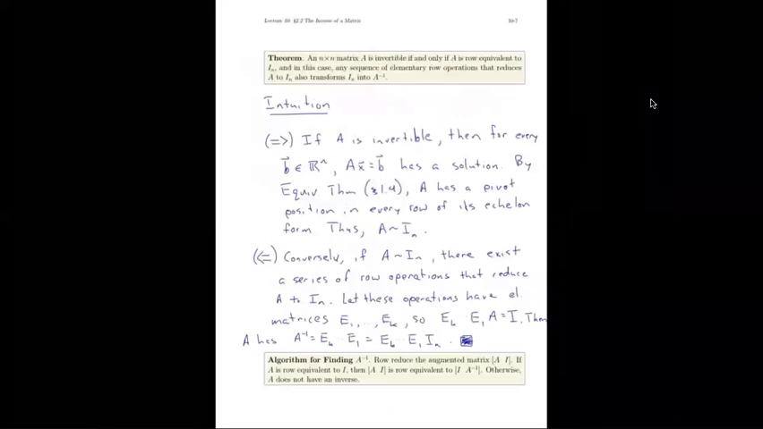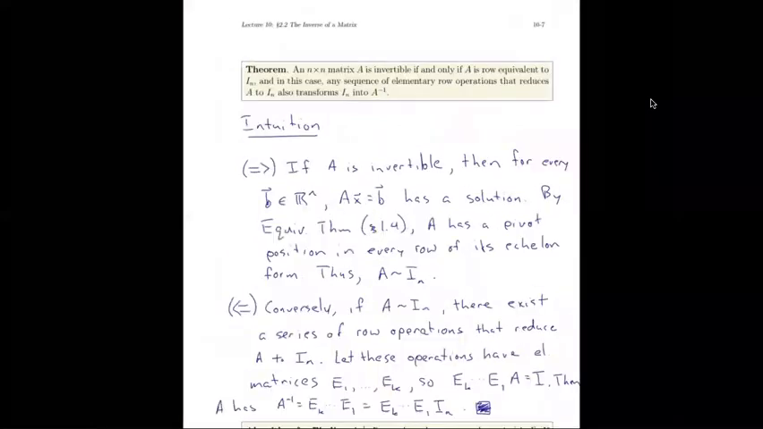So the next result tells us that an n by n matrix A is invertible if and only if A is row equivalent to I sub n, the identity matrix in that space. And in this case, any sequence of elementary row operations that reduces A to I sub n will also transform I sub n into A inverse.